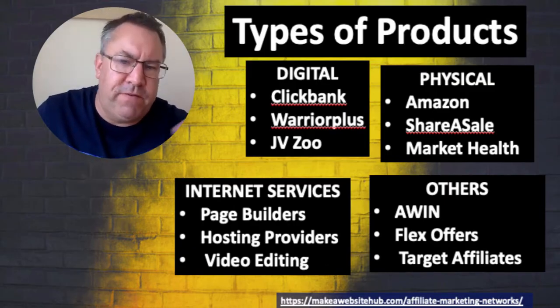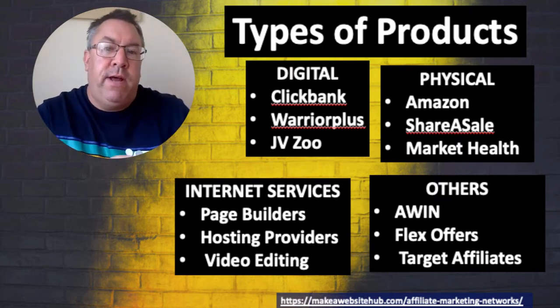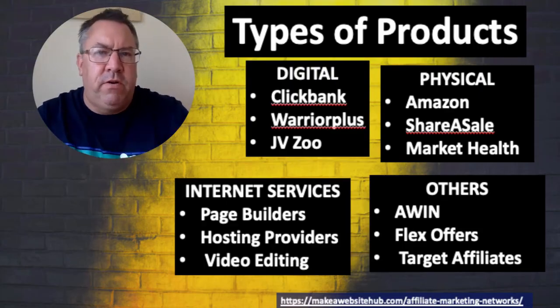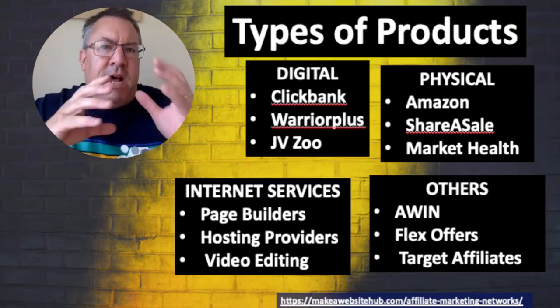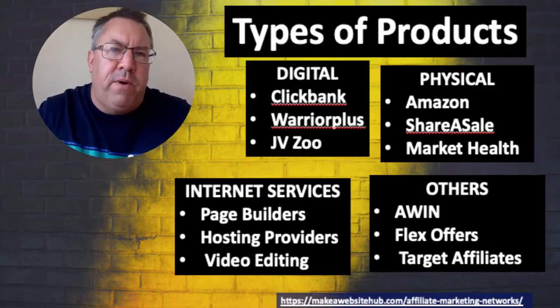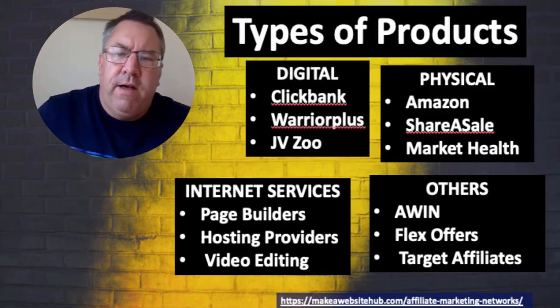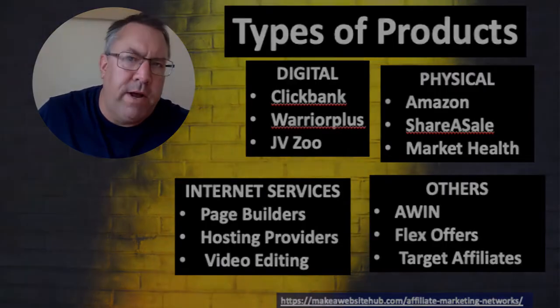So Awin, FlexOffers and Target Affiliates, you've got lots and lots of different offers on there, so it's worth going ahead and looking at them depending on what your niche is to see if there's something that's not included in some of these other programs, because lots and lots of different companies have affiliate programs that you're not really aware of. So they're good places to do some kind of research to see if there are any products or services there that are good to promote.